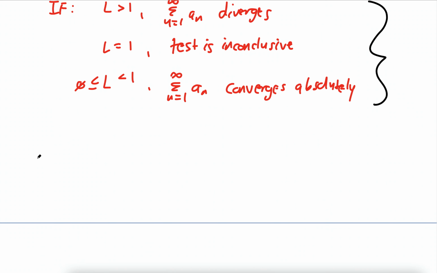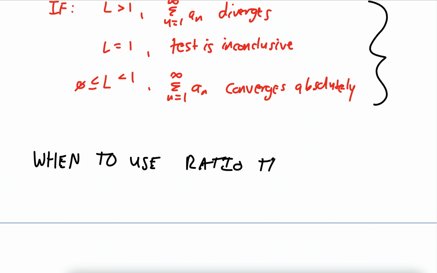So this leaves us with a question: when should I use the ratio test, right? When to use the ratio test? Well, the ratio test is going to prove useful in two cases. Particularly when we have factorials and when we have exponentials.